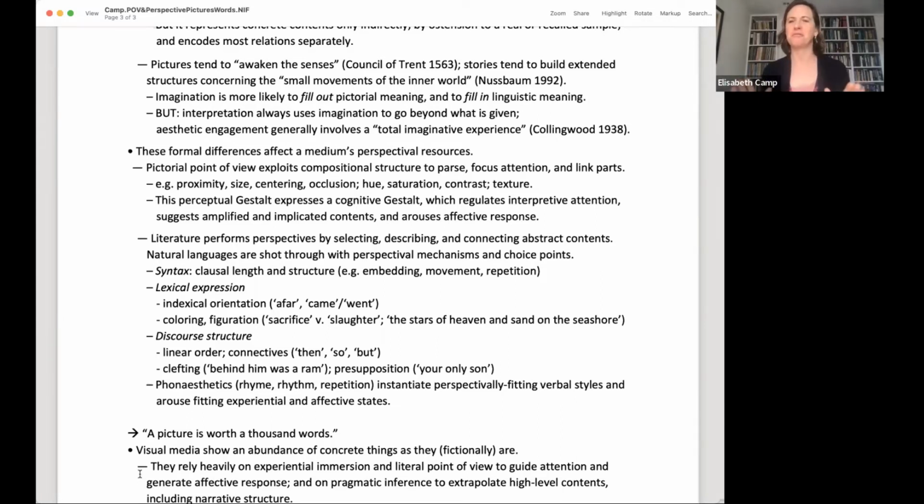However, people have taken this kind of thing and run way too far with it. So I just want to emphasize that all interpretation uses imagination to go beyond what's actually given in the vehicle, what's encoded, and that aesthetic engagement in particular generally involves what Collingwood calls a total imaginative experience, which is multimodal in rich ways, and that's really important.